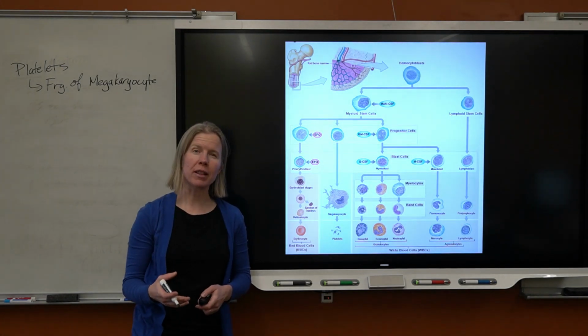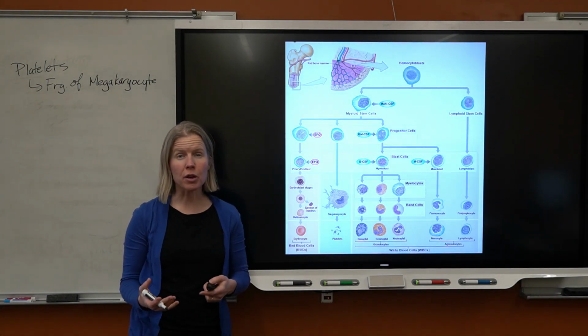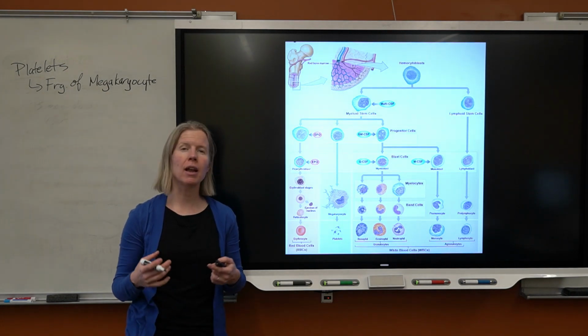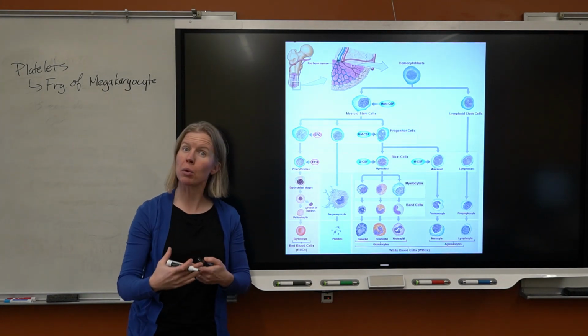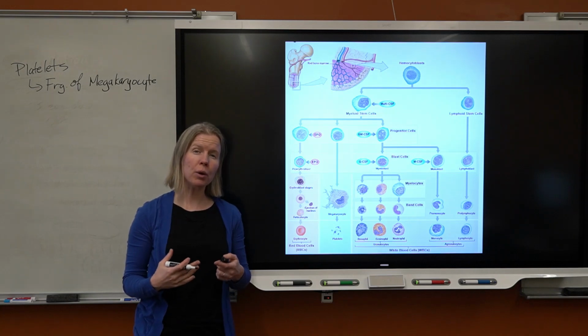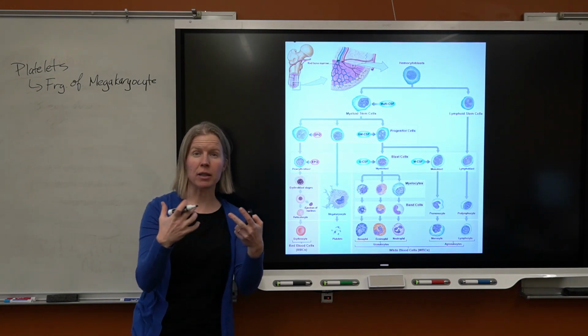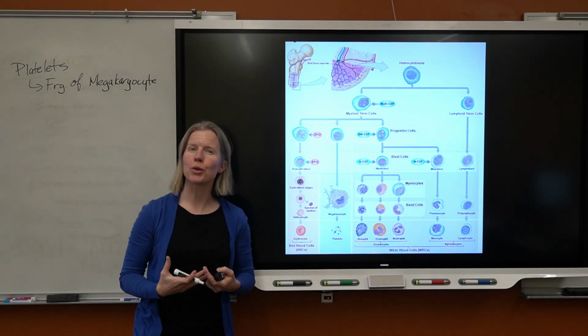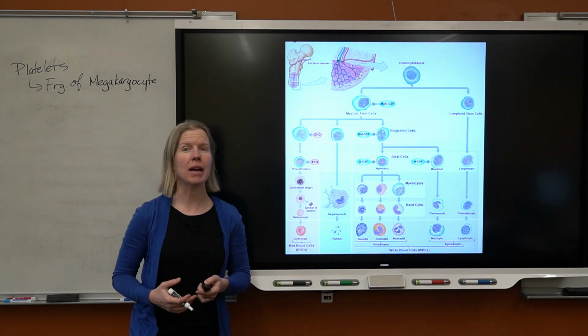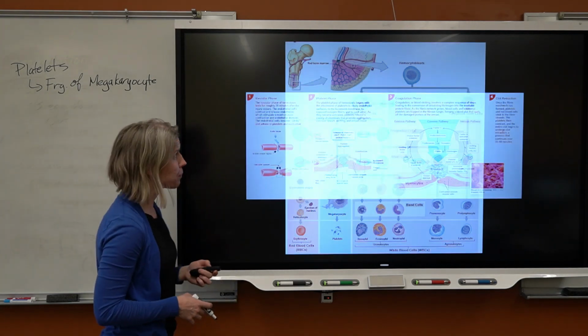They do a few different things. They're going to release chemicals that are part of the coagulation cascade. They actually help form this temporary plug, and they're also able to constrict, to bring the sides of a wound closer together because they have actin and myosin. Let's look at how this works.